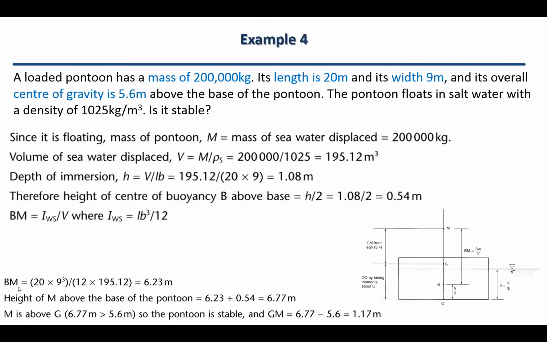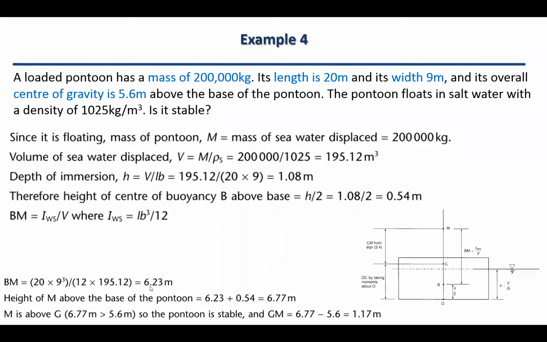You can see here BM is I, which is LB cubed over 12, which is 20 times 9 cubed over 12. And for BM we have another term, the volume of water displaced, which goes in the denominator of this fraction, 195.12 cubic meters. We put it here, and the result of this calculation is BM equal to 6.23 meters.